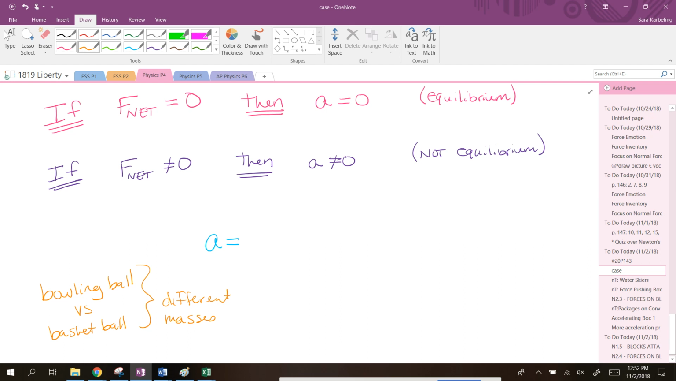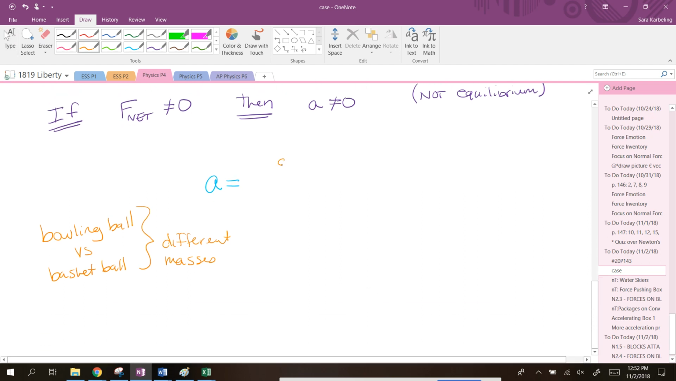You push the heavy thing or you push the light thing. You know that the light thing is going to accelerate faster. True? Okay. So we can say that acceleration is dependent on mass. If the mass goes up, what happens to the acceleration? It goes down. Yep.